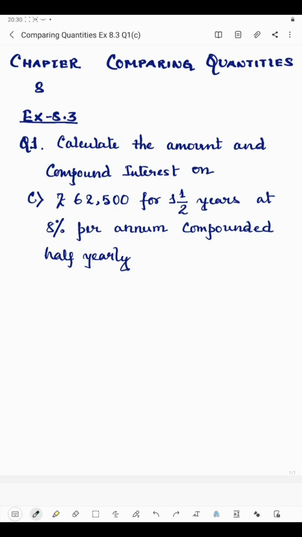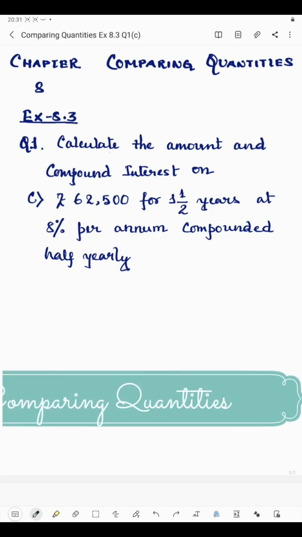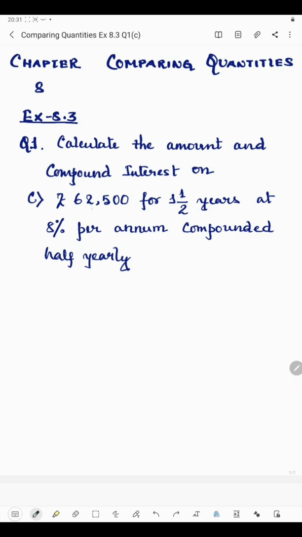Hello students, today I will be doing the C part of question number 1 of exercise 8.3. In this question we have to calculate the amount and compound interest on rupees 62,500 for 1.5 years at 8% per annum compounded half yearly. Compounded annually means interest will be charged once in a year, right? But here the question is compounded half yearly. That means compound interest will be charged twice in a year.